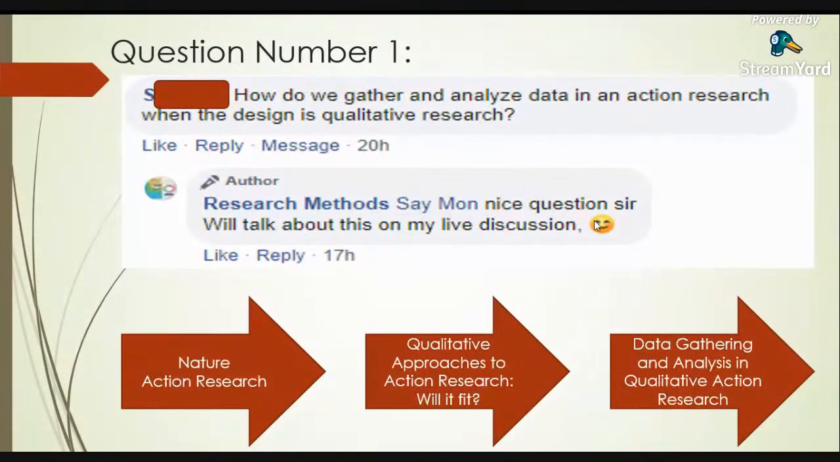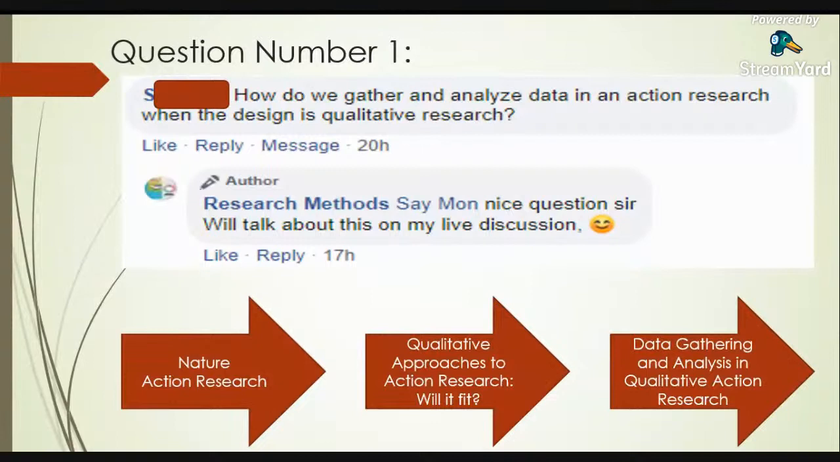So, the first question that a follower from Facebook asked: how do we gather and analyze data in action research when the design is qualitative research? Pwede bang, ang magandang tanong kasi dyan ay, pwede ba kaming gumawa ng action research na qualitative? Okay? Participants, what do you think is the answer there? Can we create an action research na qualitative? What is your idea about it?